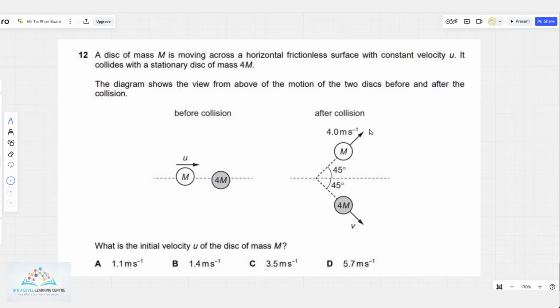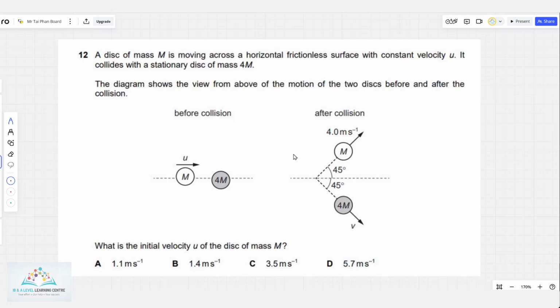Given that this value, the speed, is 4 meters per second, and this is the unknown value, we are asked to find this value. To solve this problem, you need to remember that the total momentum of the system, which is the sum of the momentum of the first object and the momentum of the second object, is always constant in all types of collision, including elastic collision and inelastic collision.